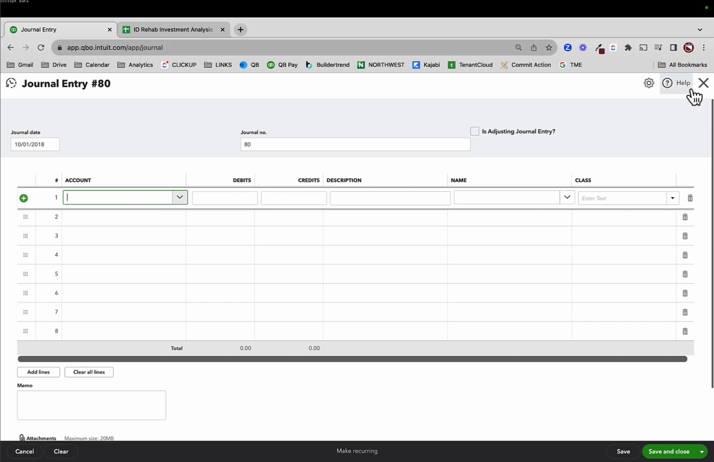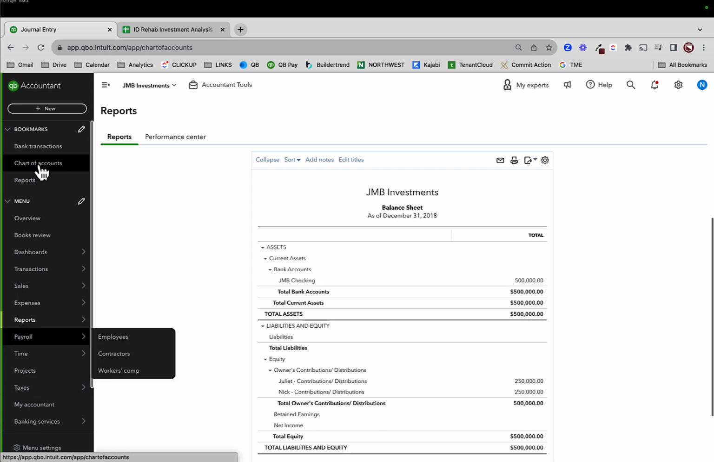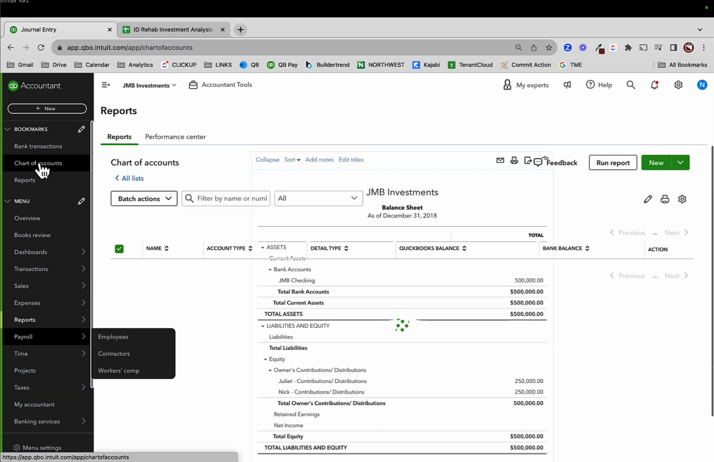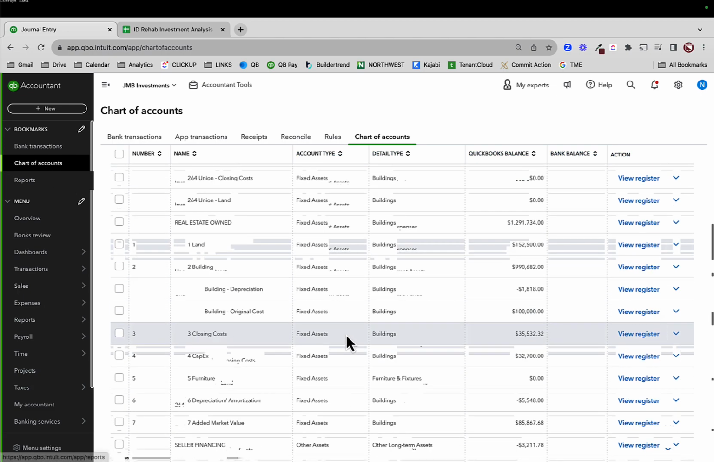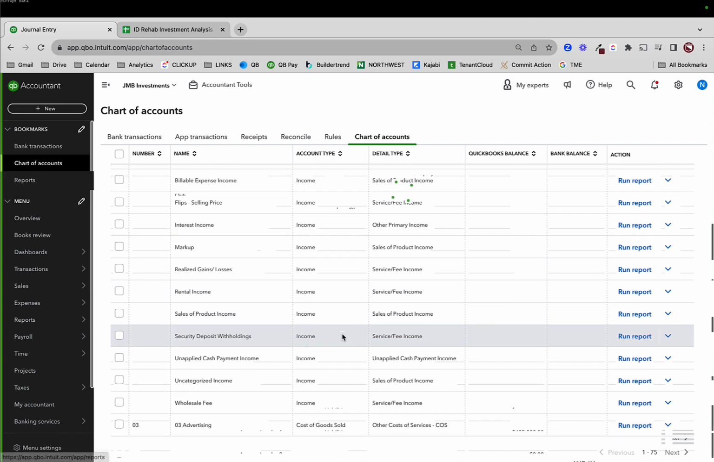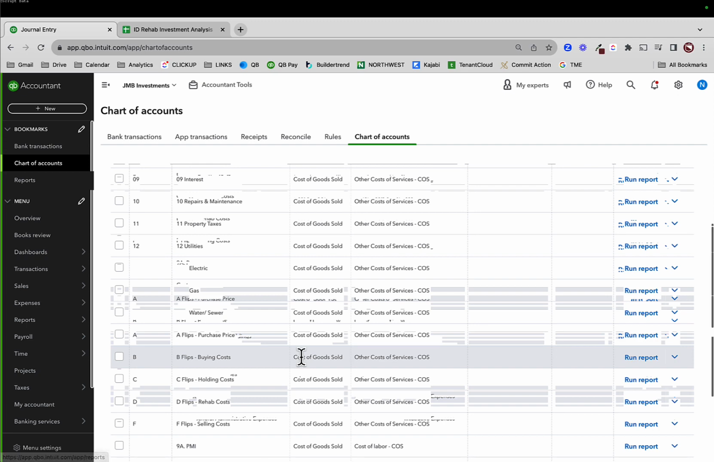So to that end, actually, before I make this journal entry, let's go check out my chart of accounts. This is what you'll want to do too: make sure that your chart of accounts is in a place where you're ready to make these transactions. The first would be, do I have my cost of goods sold accounts ready to go? When we flip a property, any expenses related to that are going to go toward my cost of goods sold. So I'm going to go through my list of accounts here, and I've got some right here.